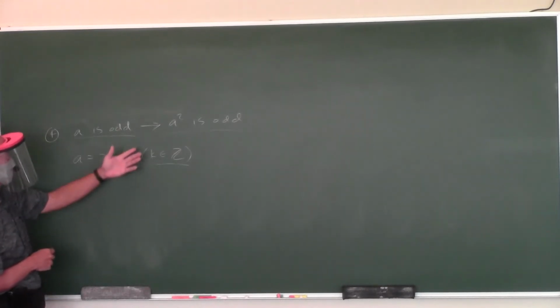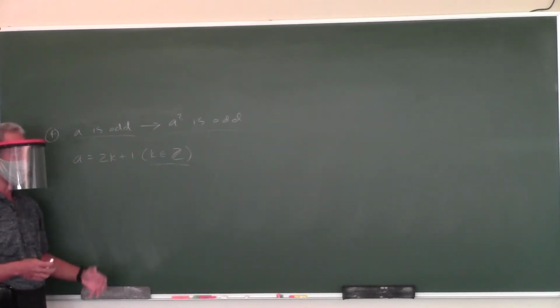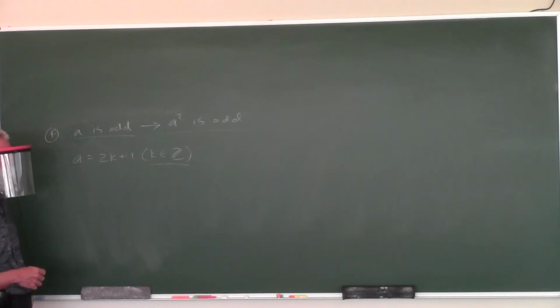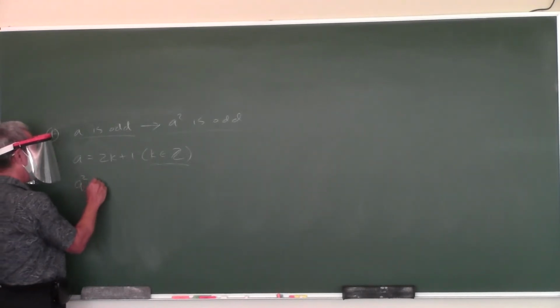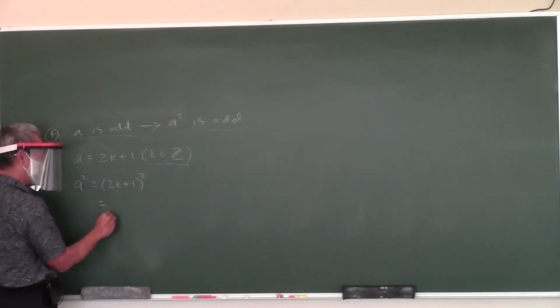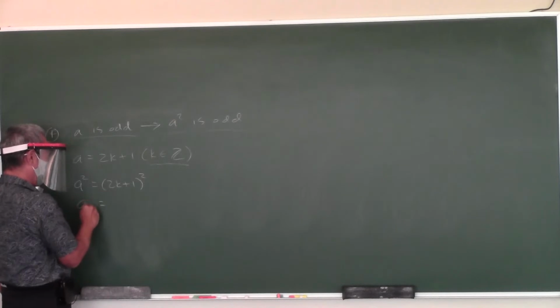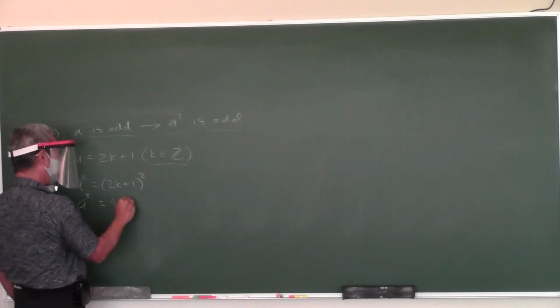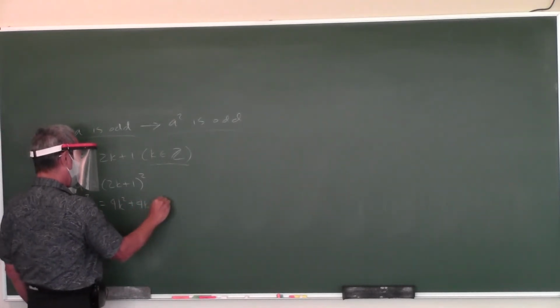Now we want to prove something about A squared, so obviously, what do you think I'm going to do to both sides of this equation? I'm going to square both sides. So A squared is equal to 2k plus 1 squared, which of course is equal to 4k squared plus 4k plus 1.